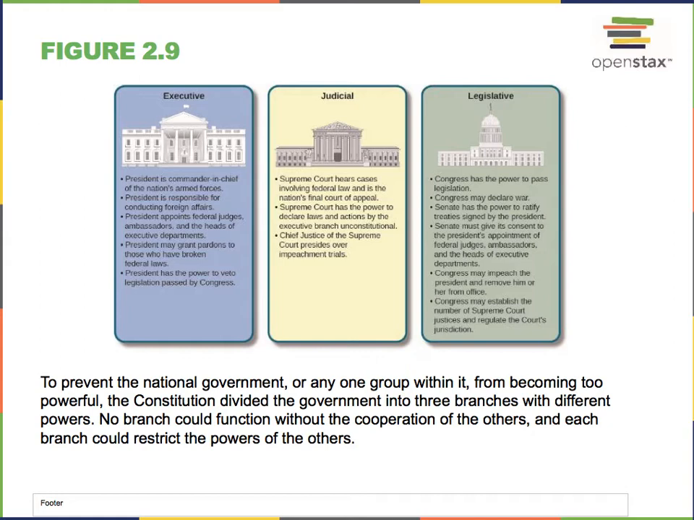The president has power to veto legislation passed by the Congress. So the president can forgive people in the judicial, and the president can veto things coming out of the legislature. So you have their powers, and they have checks on these other two.